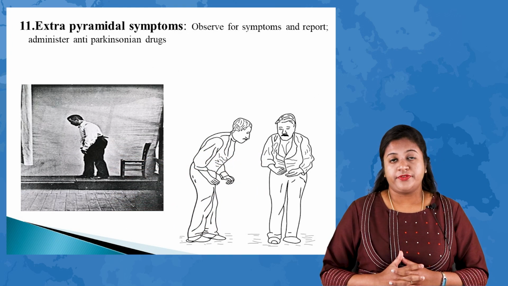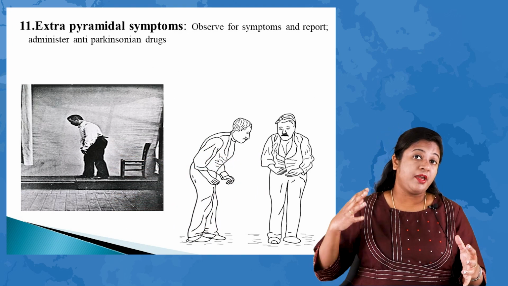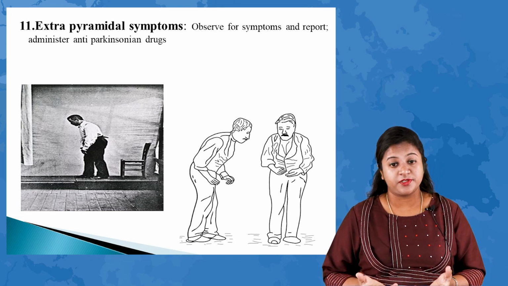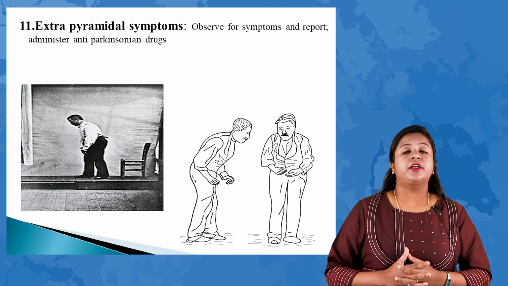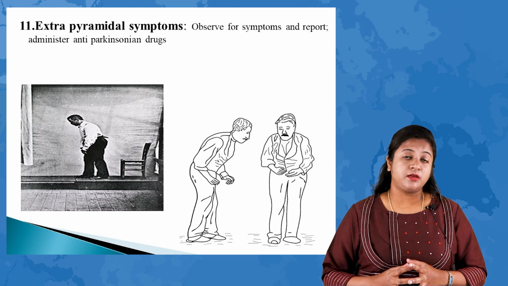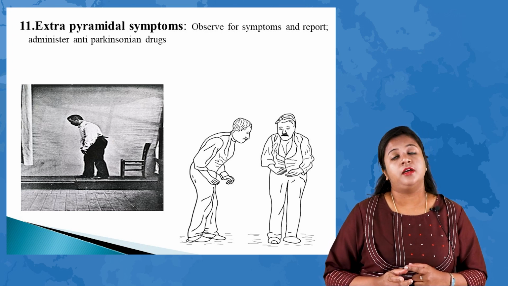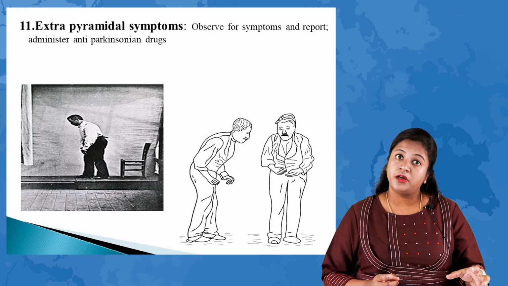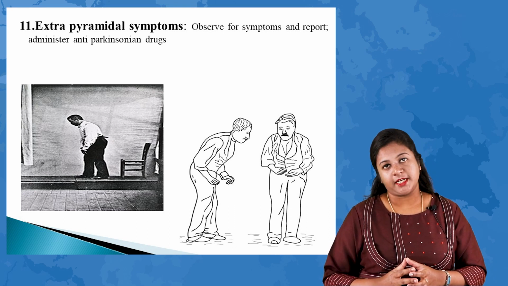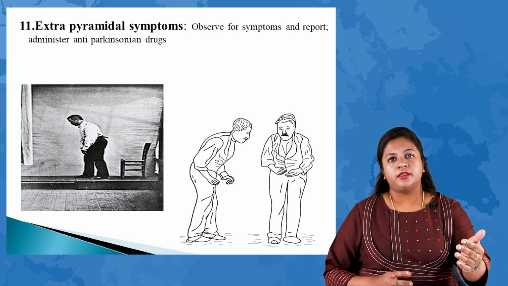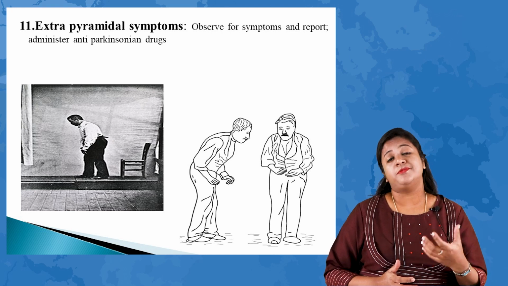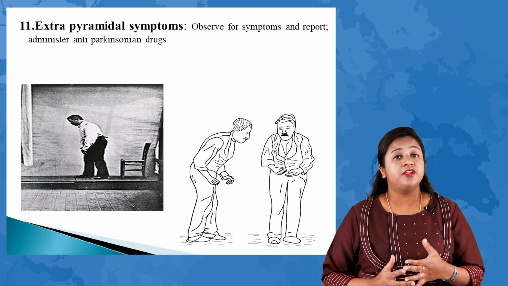The next adverse effect of the antipsychotics, a major and very important one, is the extrapyramidal symptoms, termed EPS, wherein you have to observe and monitor for these symptoms which will develop in the client. The major management for the extrapyramidal symptoms is the administration of anti-Parkinsonian drugs.